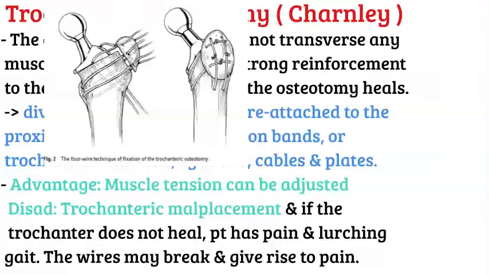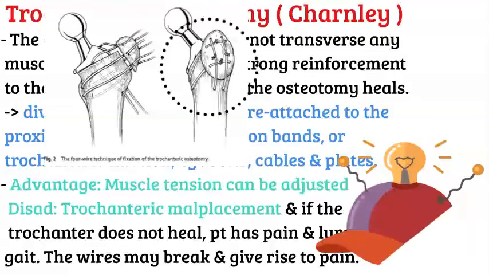The advantage of the system is that the muscle tension can be adjusted slightly one way or the other, but the disadvantage is trochanteric malplacement, and if the trochanter does not heal, the patient can be left with pain and a limping gait. The wires may also break and give rise to pain. As illustrated, the 4-wire technique of fixation of the trochanteric osteotomy.